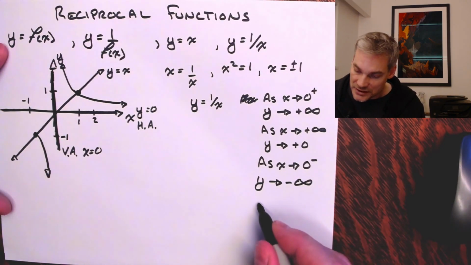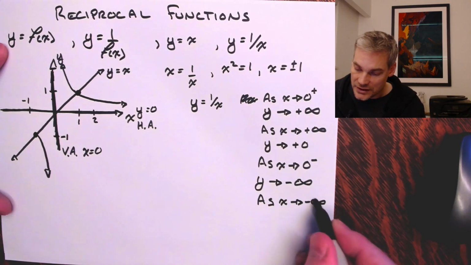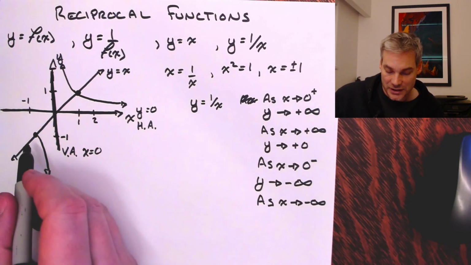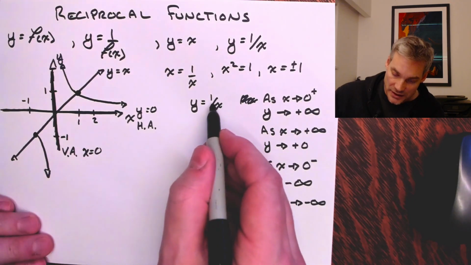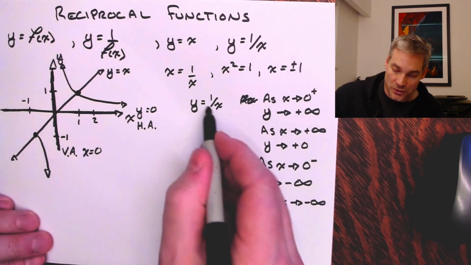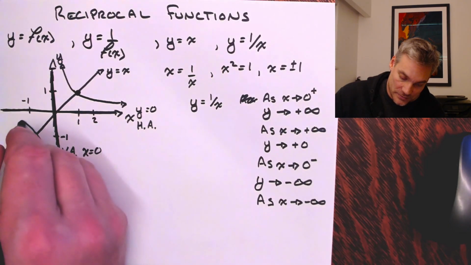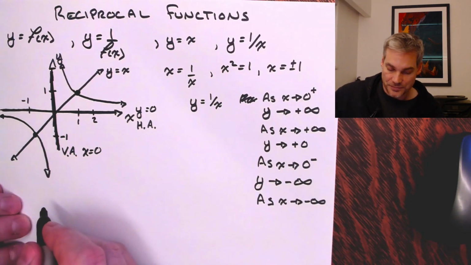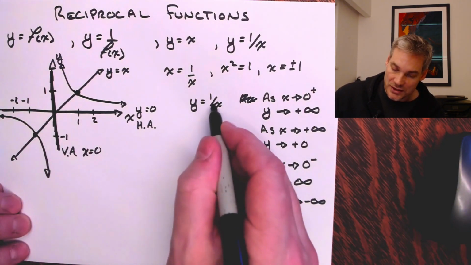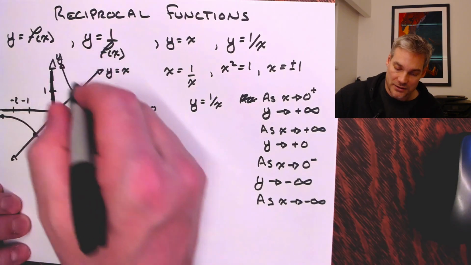Okay, now what happens as x goes to negative infinity? So now we're going down this line. We're going to go further and further to negative infinity. What does y do? Well, the denominator is going to get really, really big, but negative. So y as a whole is negative, but it's going to tend to 0. So if we had negative 2, that's 1 divided by negative 2, which is negative 1/2. So we have this type of graph.